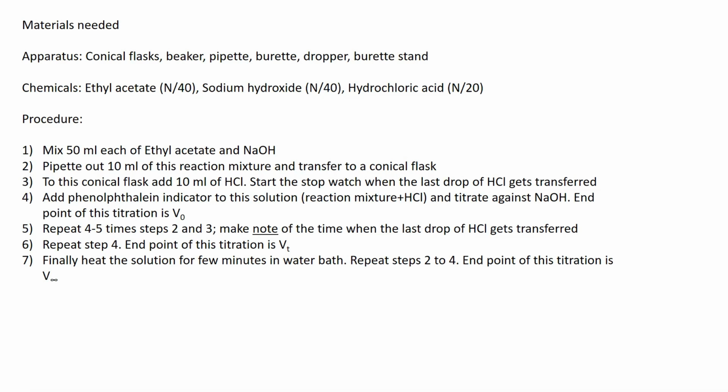Now let me also briefly explain the procedure of this experiment. Initially, take 50 ml of ethyl acetate and 50 ml of sodium hydroxide, both of whose concentration is N by 40. Mix them in a beaker. Mind you, when you mix them, the reaction has already started. After you have mixed them, you pipette out 10 ml of this mixture and transfer it to a conical flask.